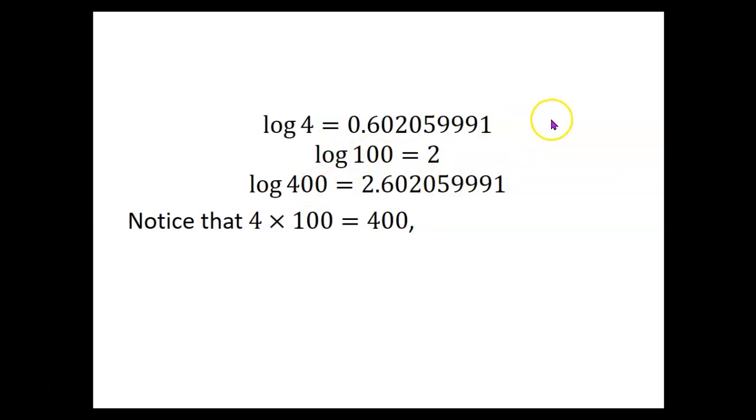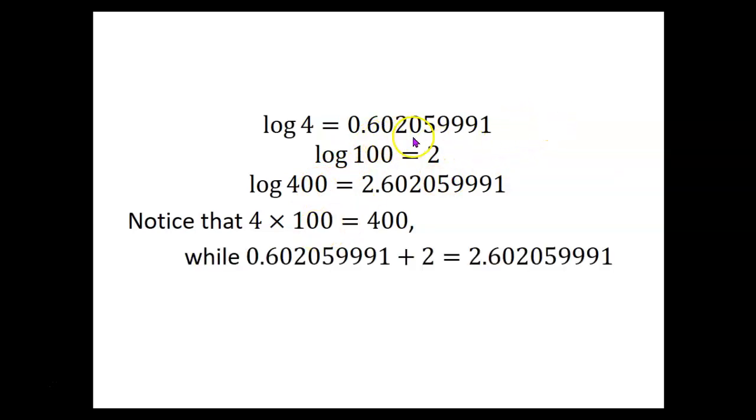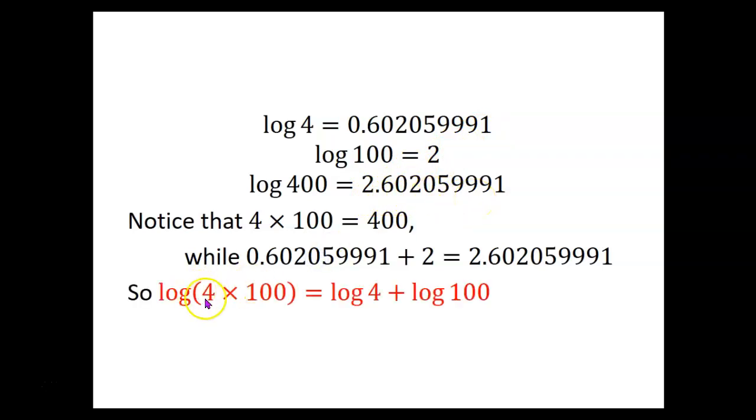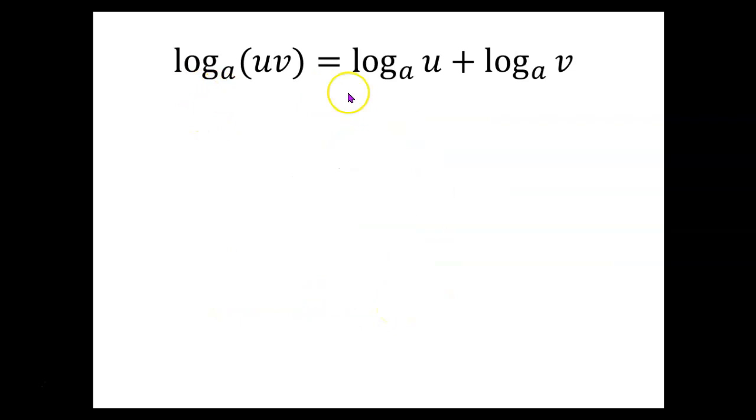Notice something here. 4 times 100 is equal to 400. But when you look at what we got for the logs, 0.602059991 plus 2 equals 2.602059991. So the log of 4 times 100 is equal to the log of 4 plus the log of 100. In a way, the log turned multiplication into addition. So that's the first of those three properties I was showing you.